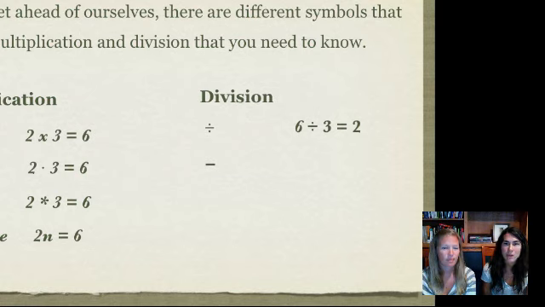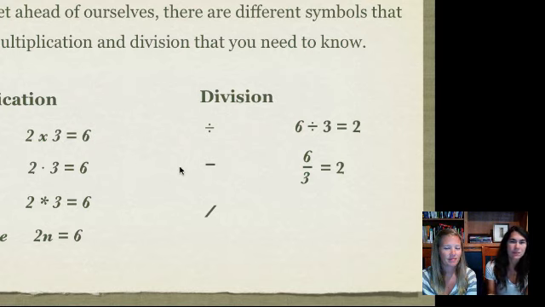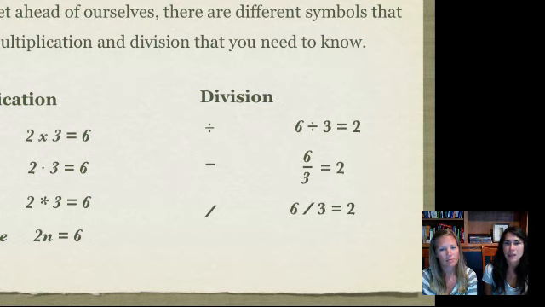Another one, though, it's not a subtraction symbol. It's actually a fraction bar. So when you see that with a number above it, it's really saying 6 divided by 3 equals 2. We're going to learn about fractions later as well, a lot. Another one is sort of a sideways slash mark. And it means the same thing. 6 divided by 3 equals 2.